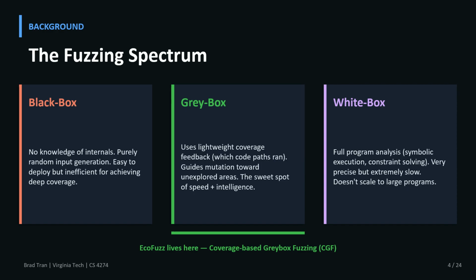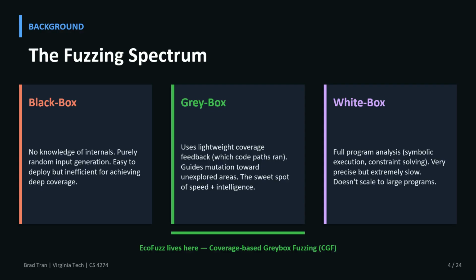Quick review of the three main categories. The first category is black box fuzzing. Black box fuzzing operates with zero knowledge of program internals, purely random input generation. It's easy to deploy, but has no ability to direct testing toward interesting program behavior, so it's inefficient for deep coverage. White box fuzzing sits at the other extreme. Full program analysis through symbolic execution and constraint solving. It can reason precisely about which inputs reach which code paths, but the computational overhead makes it impractical for most real-world programs at scale.